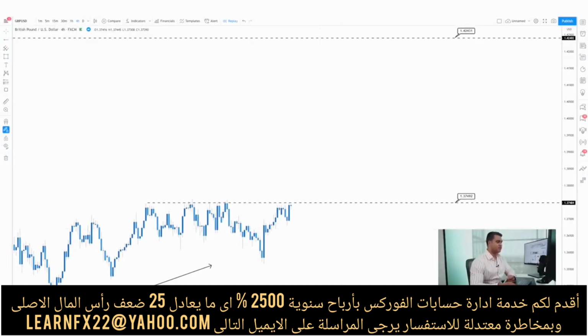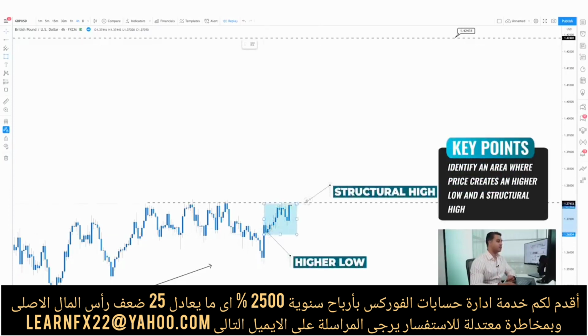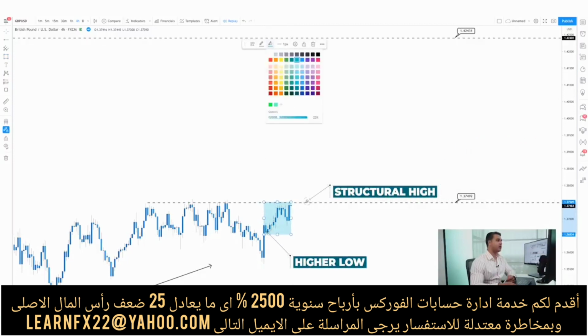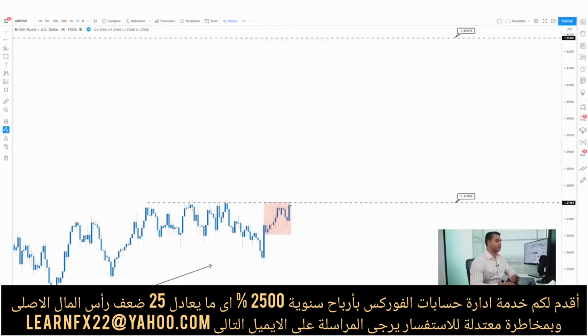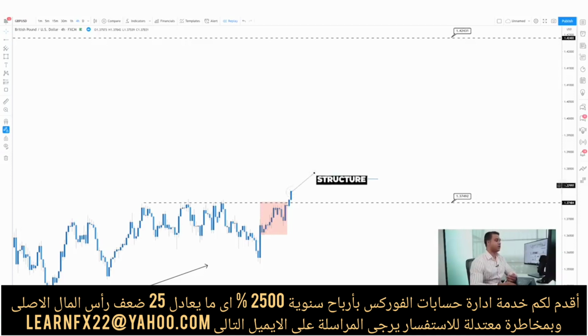so that we can take advantage of really big moves. So the first thing we want to identify here is an area where price created a higher low and the structural high, which is this here. This is our first area that we want to identify. Now, in order to take a trade, what we want to see the market do is break above structure. And once price breaks above structure, then we can identify that there's true momentum in the market.